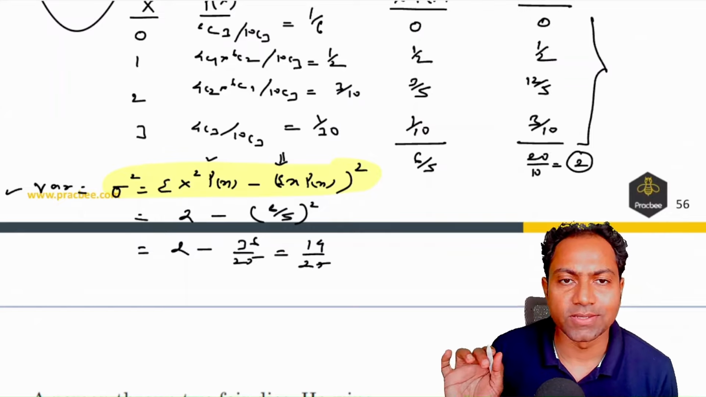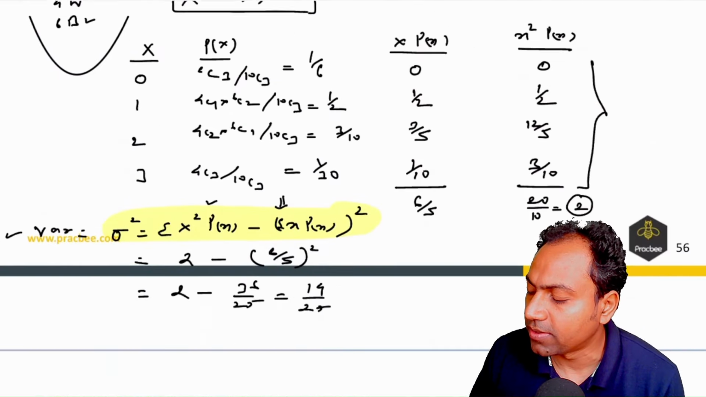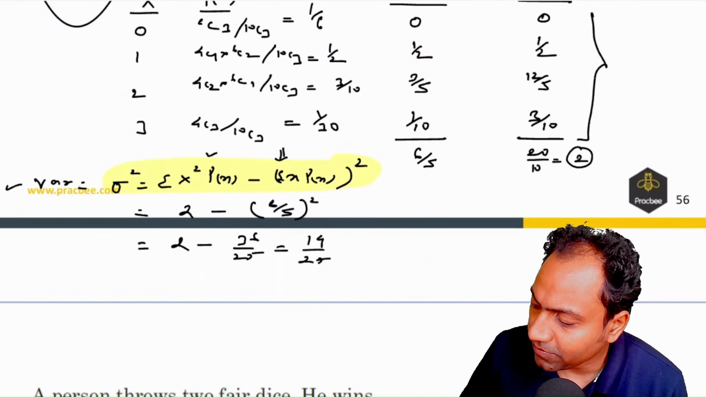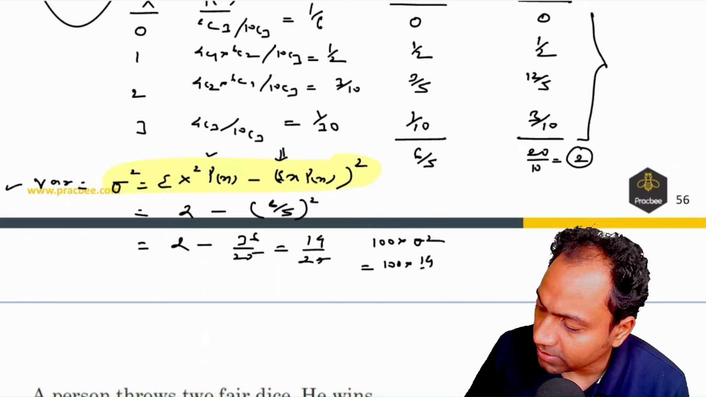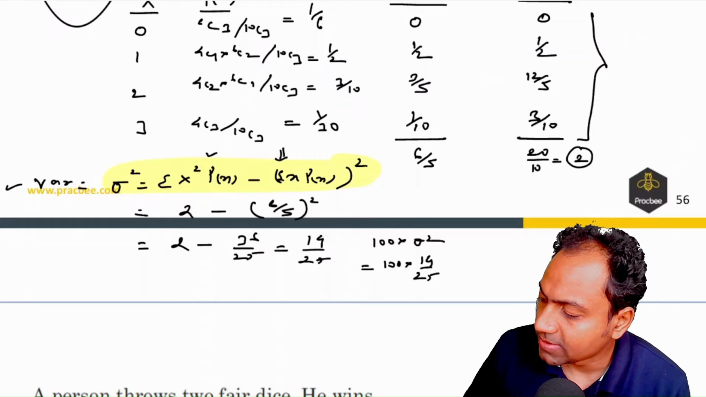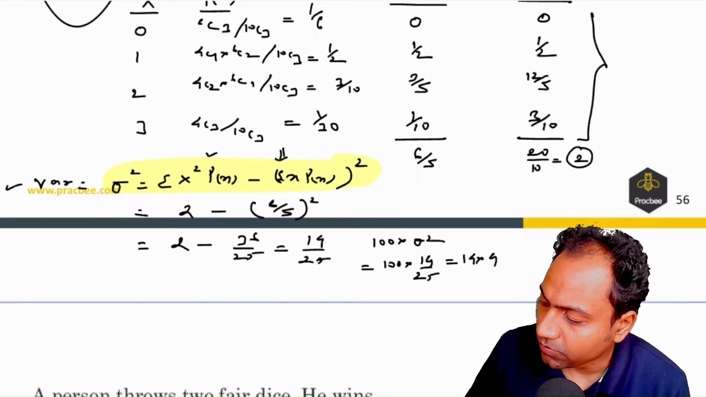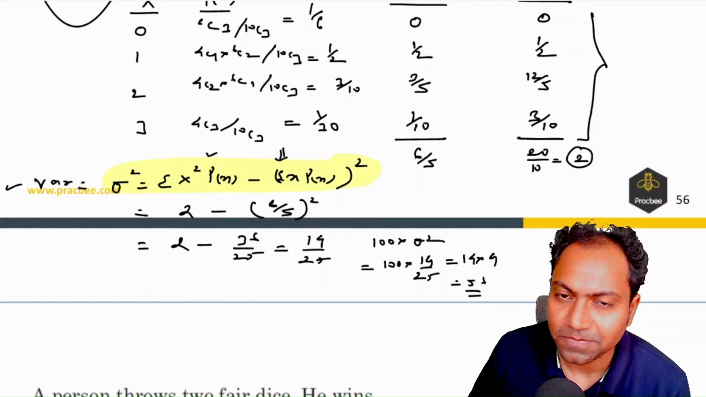Now this is not your answer. What they're asking is what is the value of 100 into sigma square. So if I find 100 into sigma square, that is 100 into 14 by 25. And this comes out to be 14 into 4, that is nothing but 56.